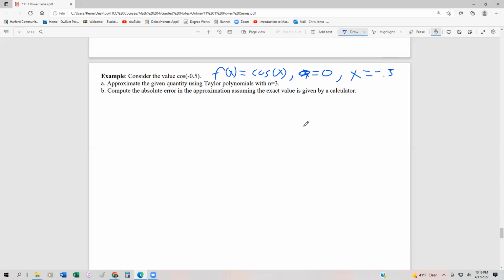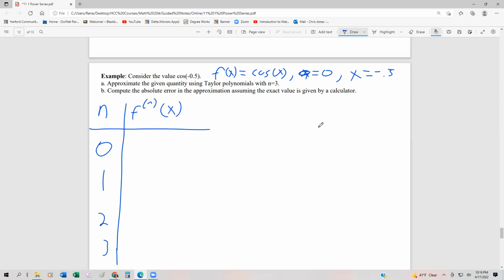All right, so let's make our chart. So we have n, and we need a third degree polynomial. So we're going to have 0, 1, 2, and 3. We're going to have cos of x as our function. So we're going to find the nth derivative of x. Remember, the 0th derivative is always what we started with. First derivative, negative sine x. Then we have negative cos of x. And then we have positive sine of x.